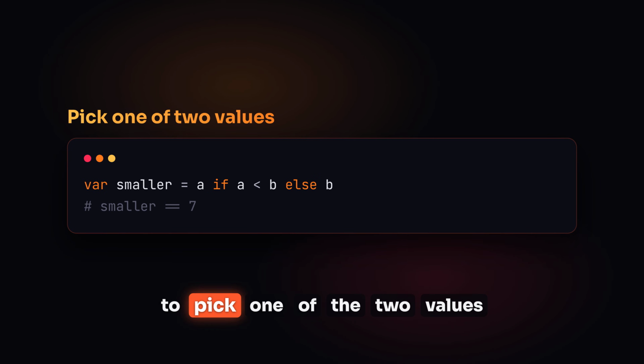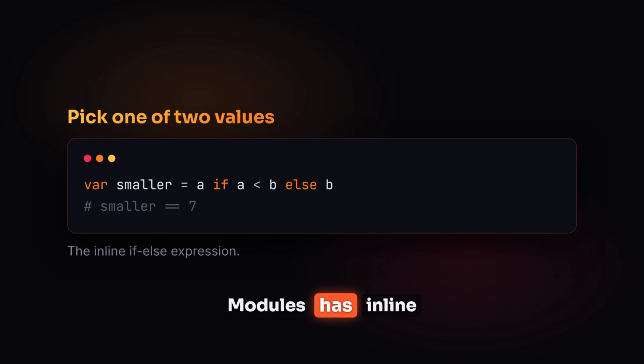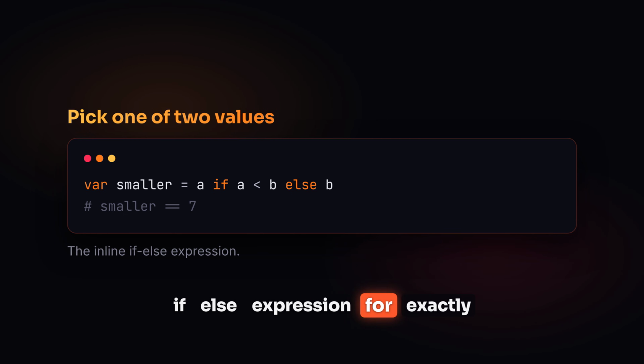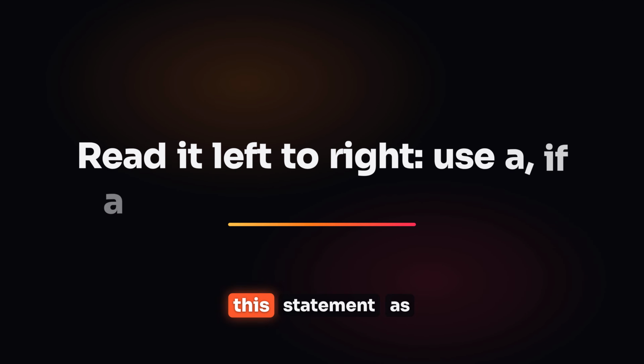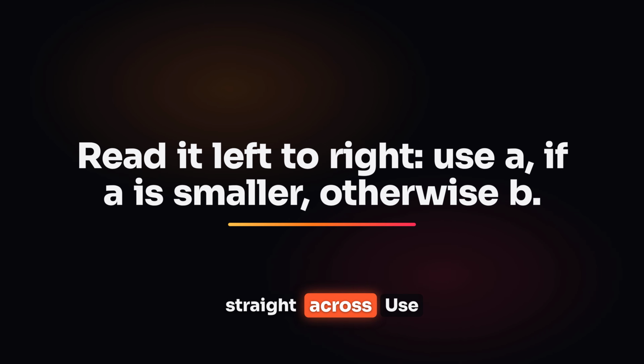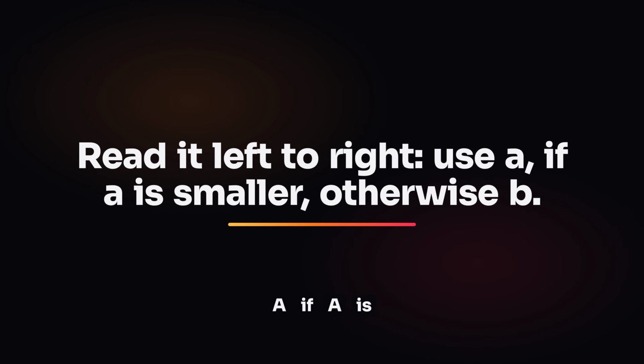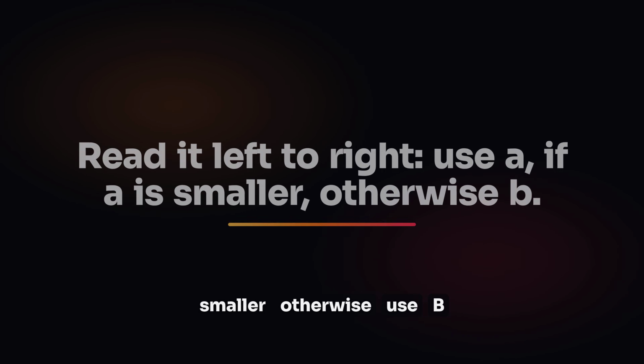Sometimes you just want to pick one of two values. Mojo has an inline if-else expression for exactly that. It reads almost like a sentence. Read this statement straight across: use A if A is smaller, otherwise use B.